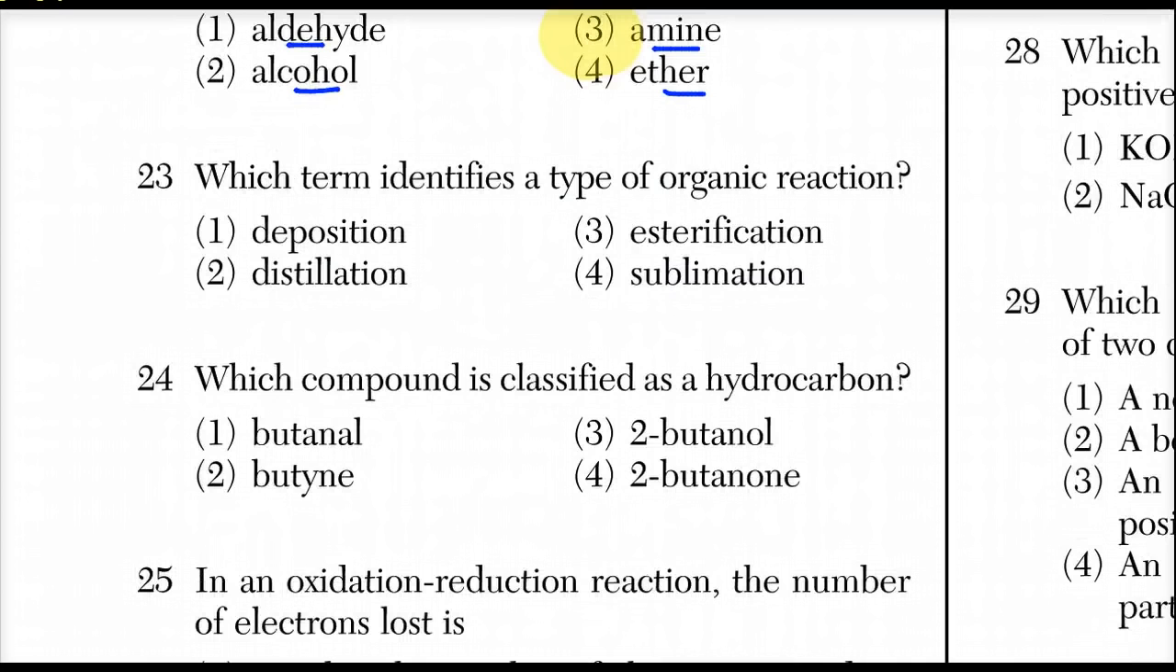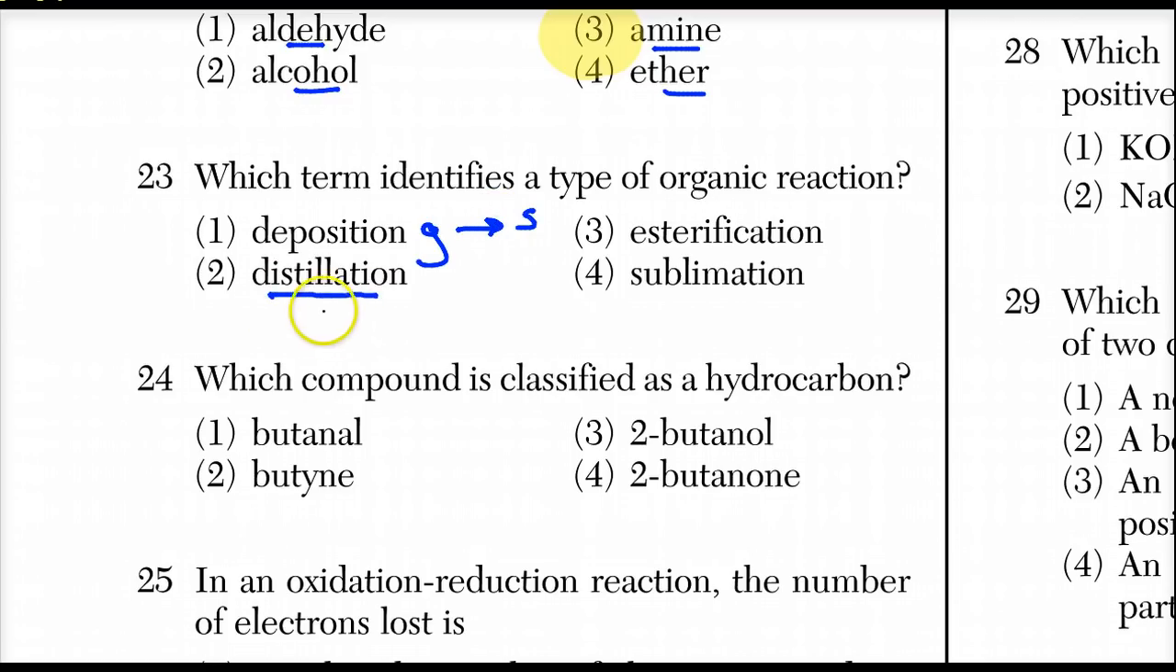23. Which term identifies a type of organic reaction? All right, well, this is going to have to come from memory. Deposition is a gas going to a solid. It's a phase change. It's how snow is made. Water vapor in the gas phase becomes a solid.